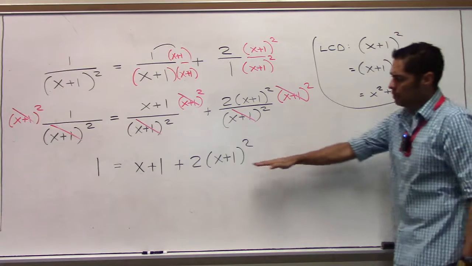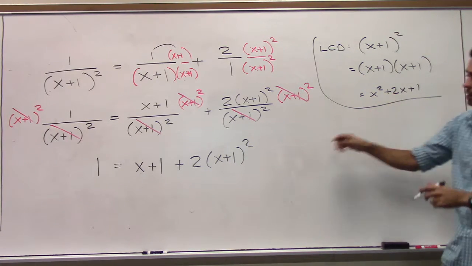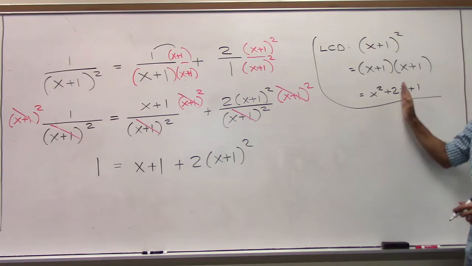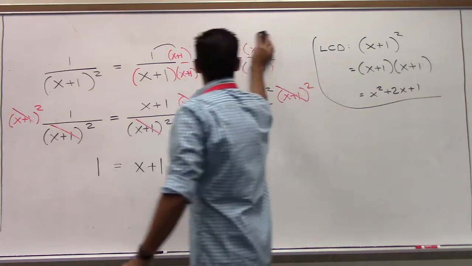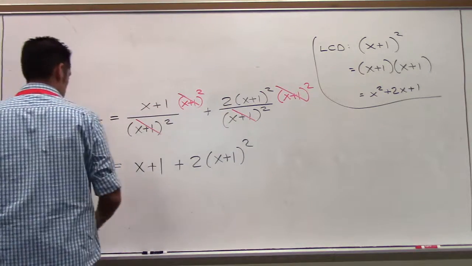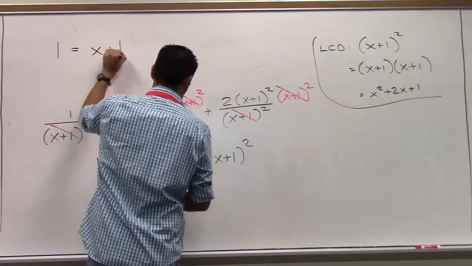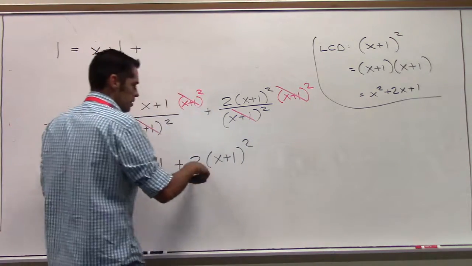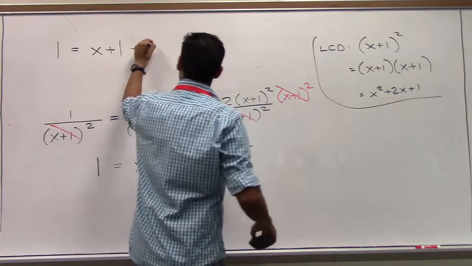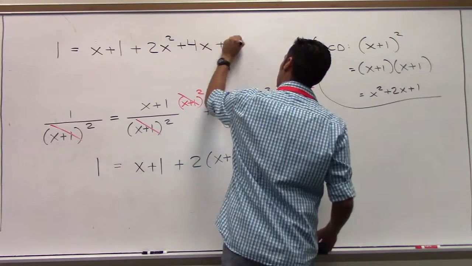So if I replace this right here with this and then distribute a 2 through it, right, because I have a 2 out front, the 2 hits each of those pieces. So my new equation would look like this. I'd have 1 equals x plus 1 and then plus the 2 through that thing, 2x squared plus 4x plus 2.